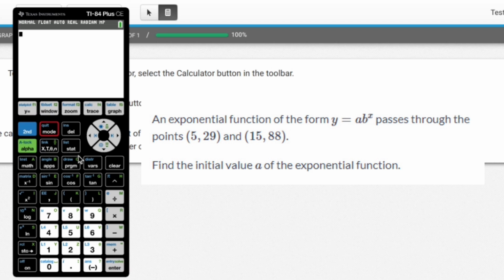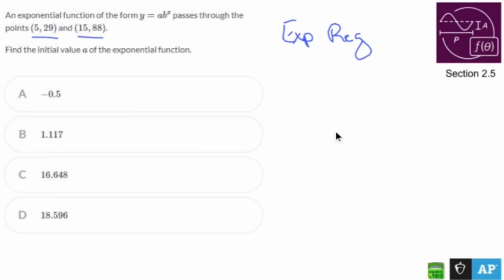I don't need to use this equation later, I just need to find the equation. So let's go to stat, and go to 0, which is my exponential regression. It gives me the equation once I go to calculate: y equals 16.64 and so on, times some base to some power. But the only number I care about is that 16.6477, which rounds to 16.648. So the a value that I got was 16.648, which is answer C. Pretty easy.